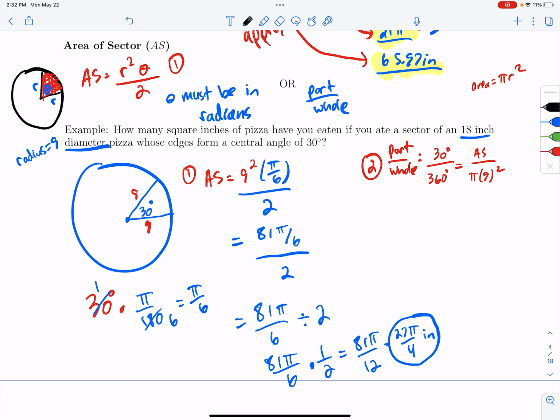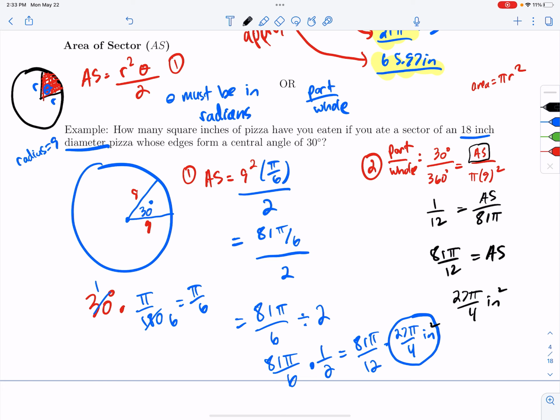So I just need to solve this for that A_S up here. So before I do anything, I'm going to simplify a little. 30 over 360 is the same as 1/12. The denominator 9 squared, so 81 pi. And then just cross multiply, I get 81 pi over 12. And that's the area of the sector. And again, I can reduce this to 27 pi over 4 inches. Oh, this should be inches squared. And that's the area of the sector.